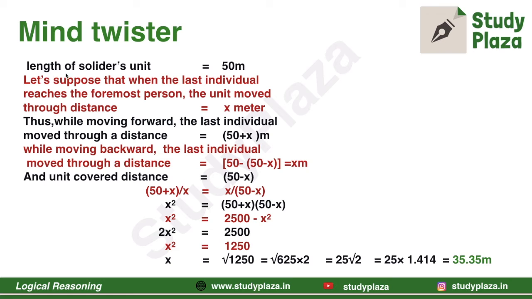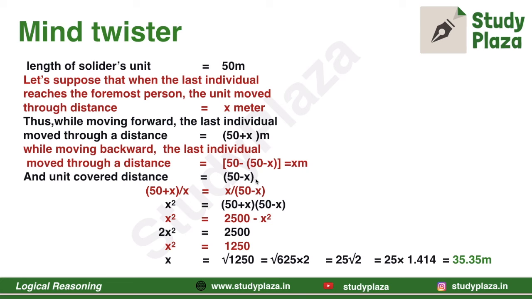Let us solve this question. The length of the soldier unit is 50 meters. Let us suppose when the last individual reaches the foremost person, the unit has moved through a distance x. And while moving forward, the last individual moved through a distance 50 plus x. Similarly, on moving backward, the last individual moved through a distance 50 minus x, and the unit has moved a distance x.